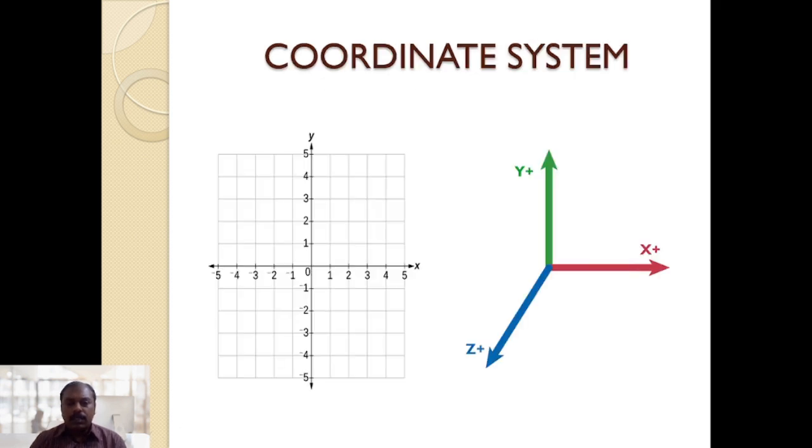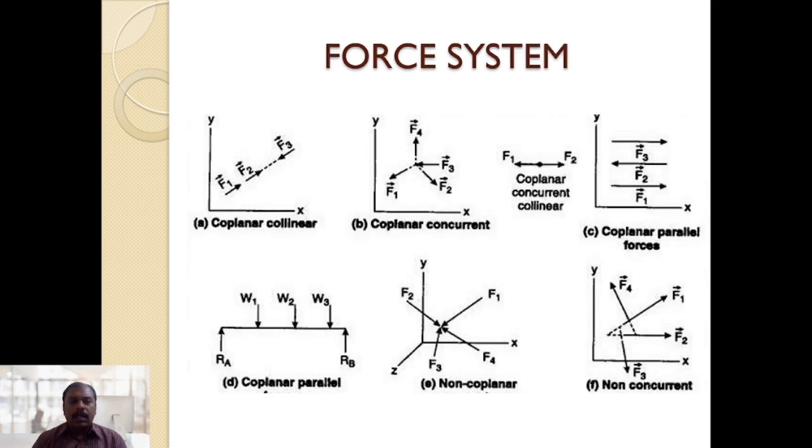This is the coordinate system, and in this coordinate system there are three axes: x, y and z. And these are the force systems according to the coordinate system. If a force is acting only in a plane, I mean in x and y, and z is not considered, it is called planar. If the forces are acting in a plane, it is called coplanar collinear forces. If the forces are acting in a plane and all the forces are acting at only one point, that is a concurrent point, and this force system is called a coplanar concurrent force system.